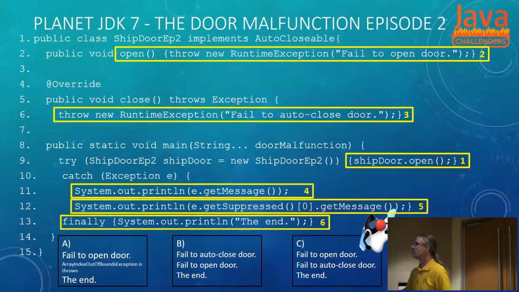So, we open the door, and then we open and throw a runtime exception saying fail to open the door. We have a close that says runtime fail to auto-close the door. And then 4 is the message. Now we take a look at the exception and get the suppressed message, 5, and then we print out the end. So this is kind of an exception handling aspect where an exception got eaten, but yet we can still grab it and get the information out of it.